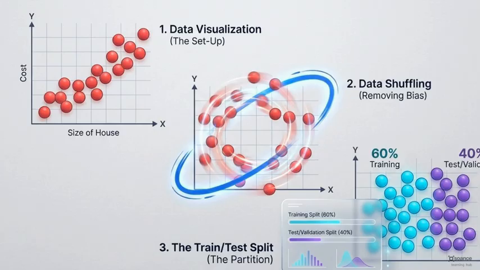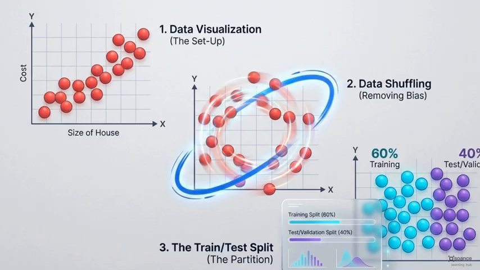This is a 2D plot showing a very small dataset. We're going to map a variable, like the size of a house on the x-axis, to its corresponding cost on the y-axis. Step 1 is to completely scramble this data. Datasets often arrive ordered by date or location, and training a model on ordered data will hard-code artificial biases into your results. Step 2 is the split.